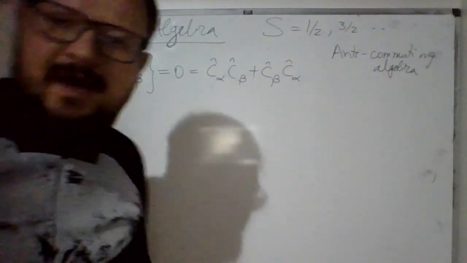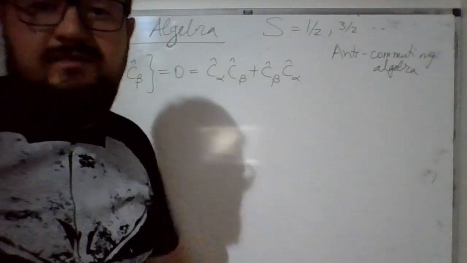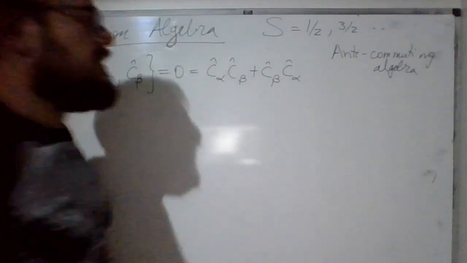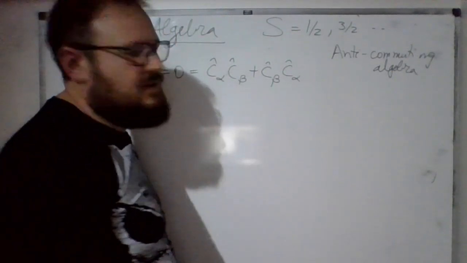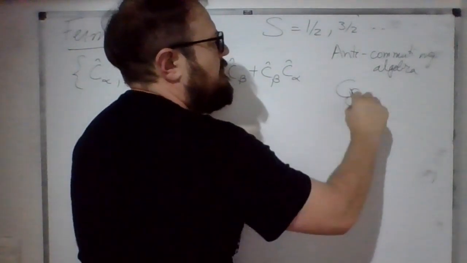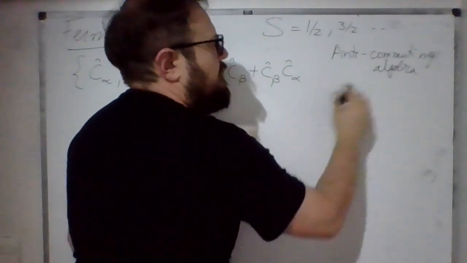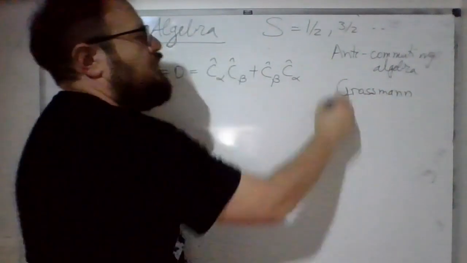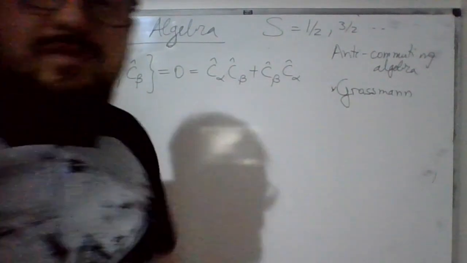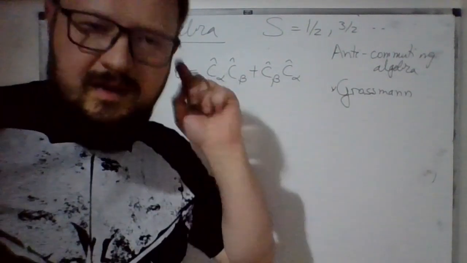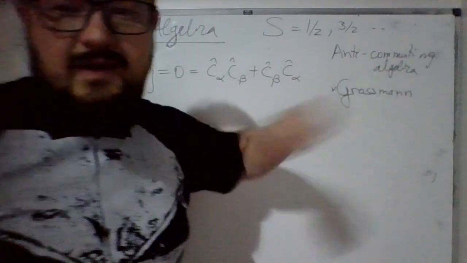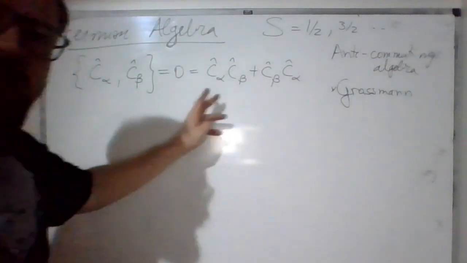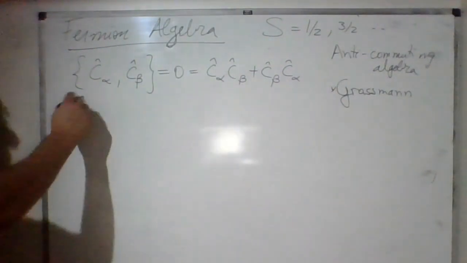If you want to find out a little bit more about these algebras and their relation to the fermion algebra, you can just search for Grassmann. Grassmann was the mathematician who used, perhaps for the first time, and I'm not sure, the anti-commuting algebras, and they are linked to the fermion behavior. All right.